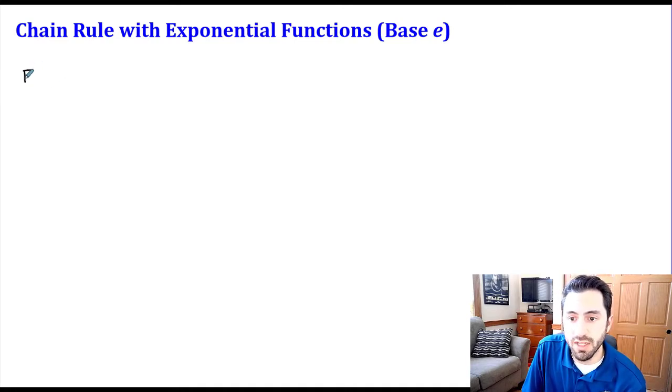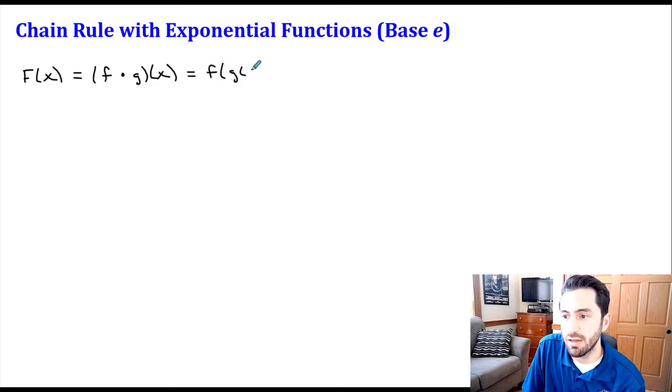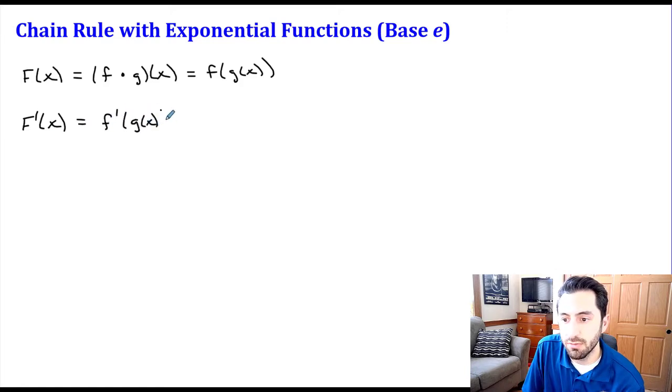functions. So let's say we have a function capital F of x, and let's let this be the composite function f of g of x. And remember what this means is the function g of x is inside the function f. Our chain rule is going to give us the derivative of our composite function is equal to the derivative of the outside function times the derivative of the inside function.